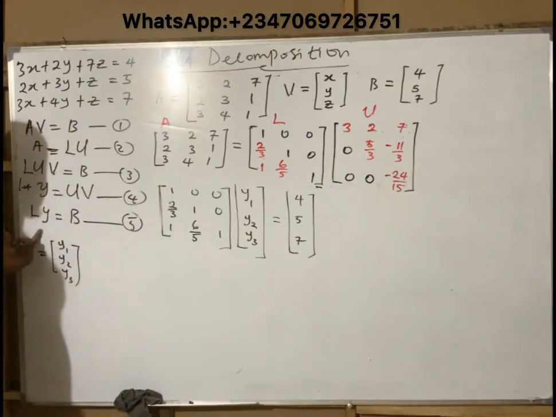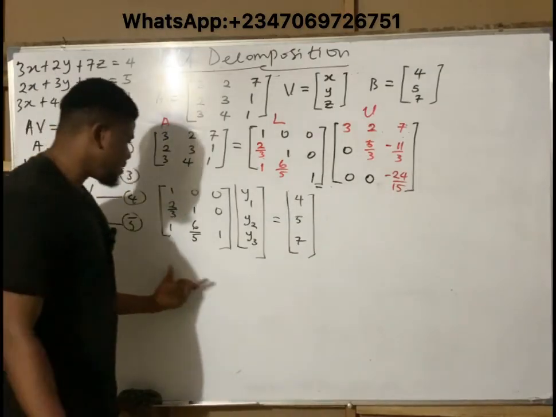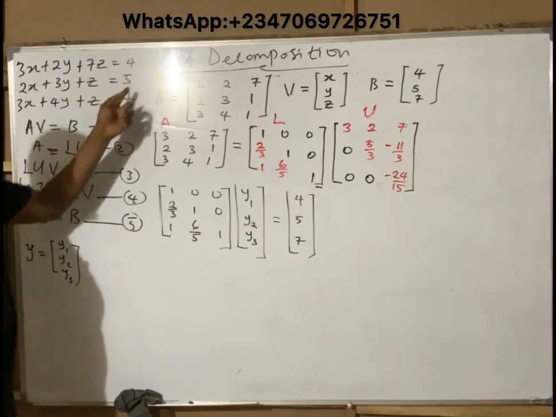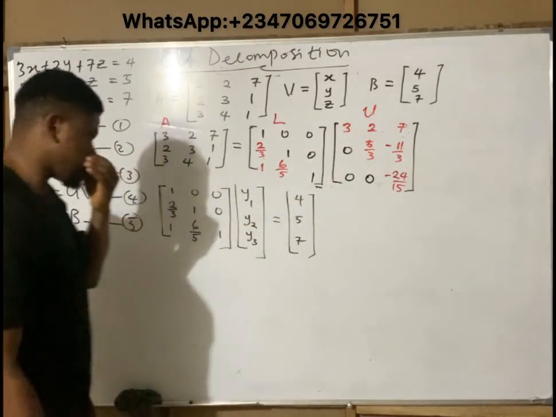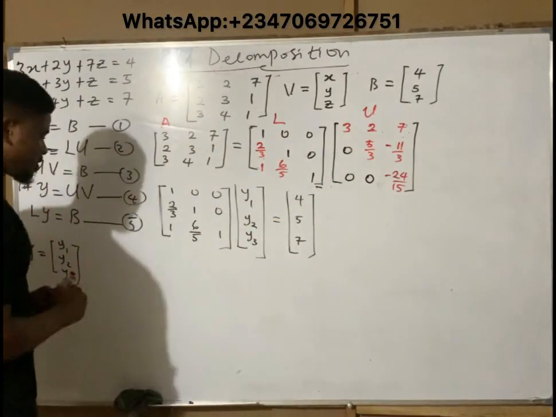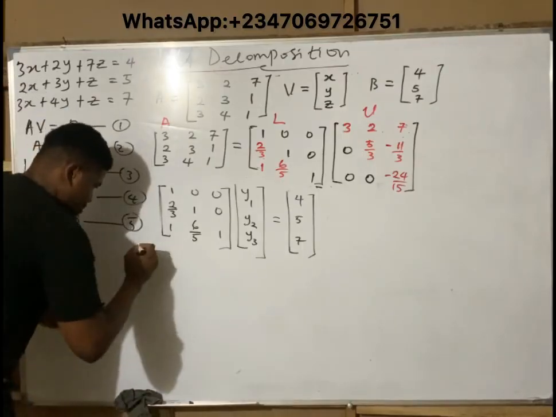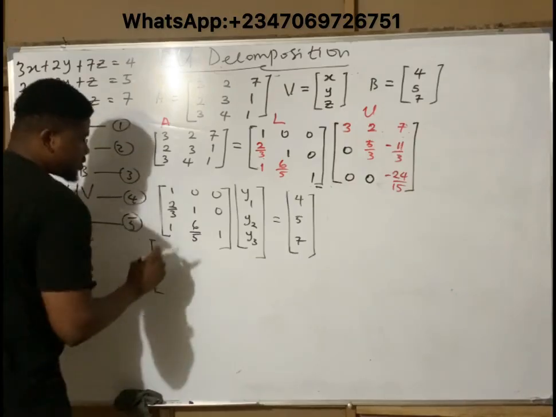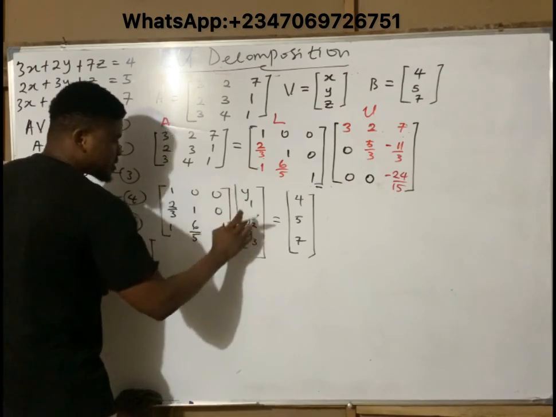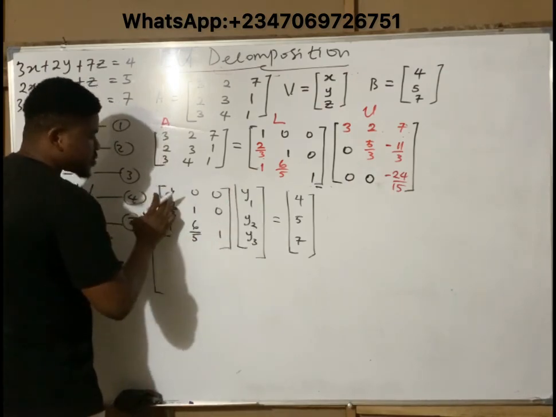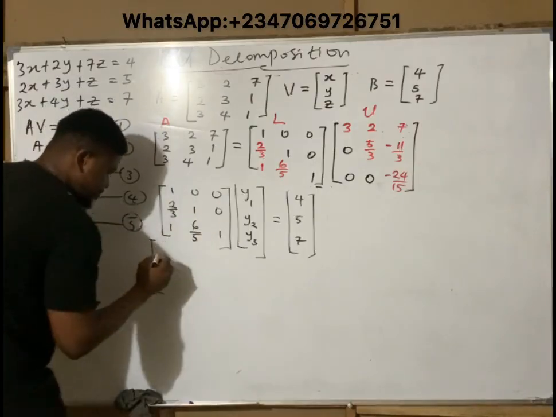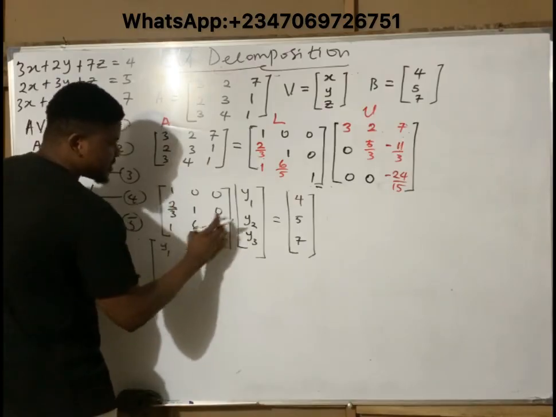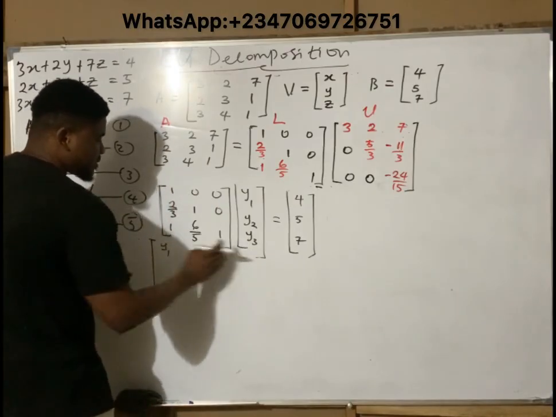We are now at Ly is equal to b. This is our L, this is our y, and that's equal to b, b being the constant matrix 4, 5, 7, as can be seen there. So once again we perform our multiplication and we have a new matrix. The whole of this row multiplies this column. Now this is going to be 1 times y1, which gives us y1, plus 0 times y2, which is 0, 0 times y3, which is 0.